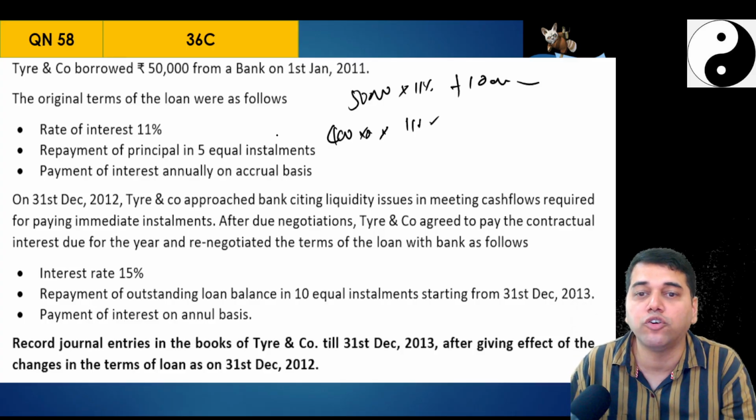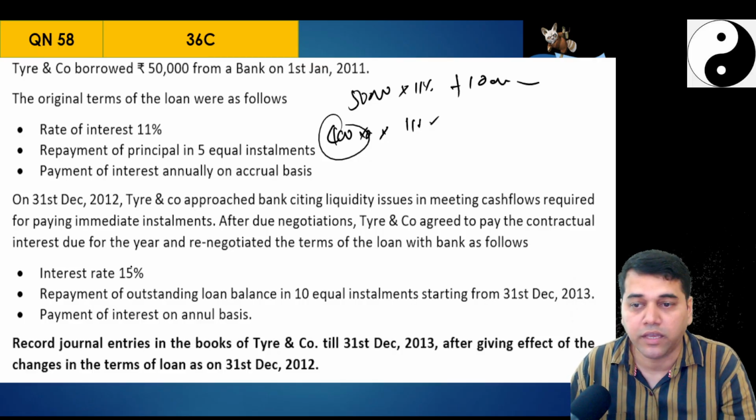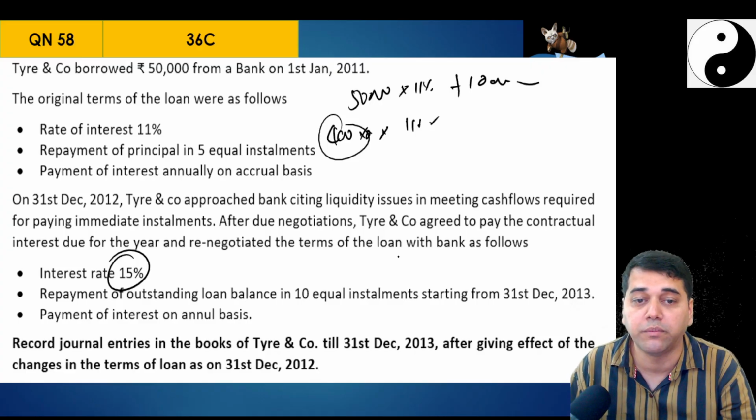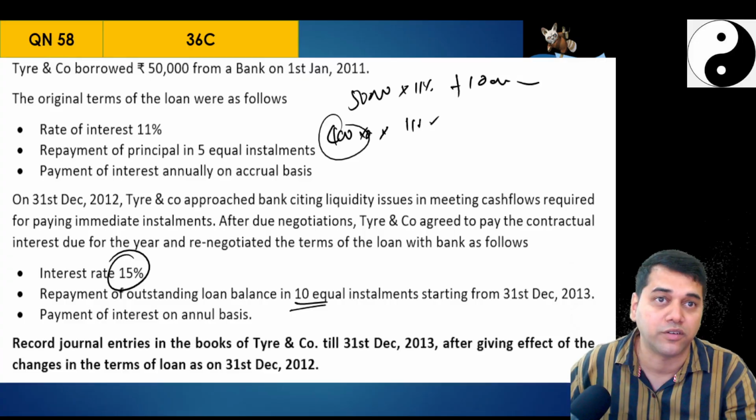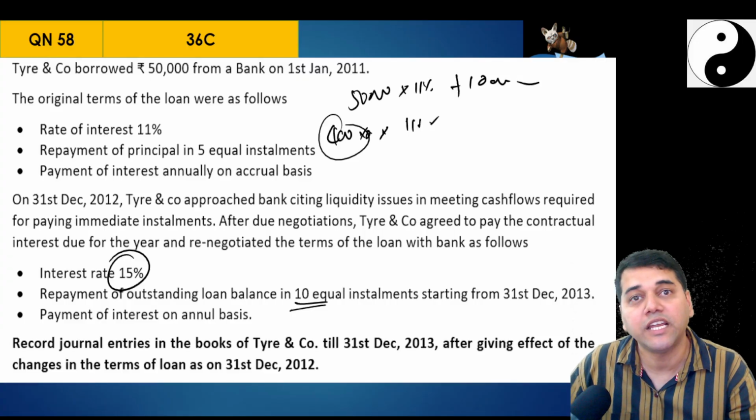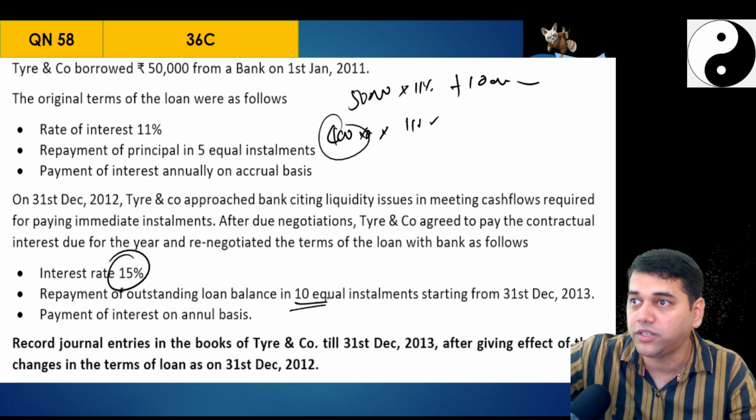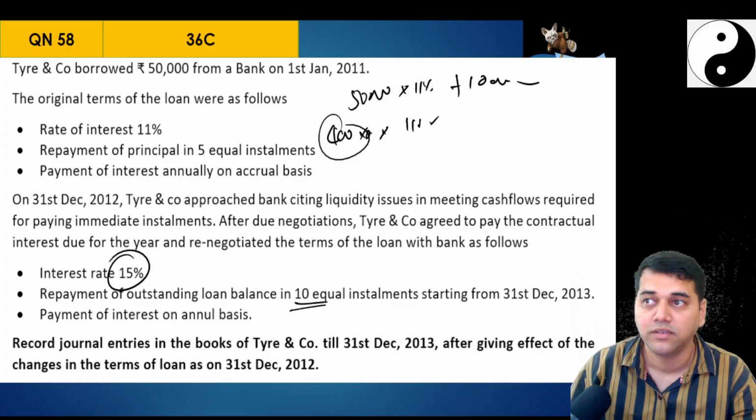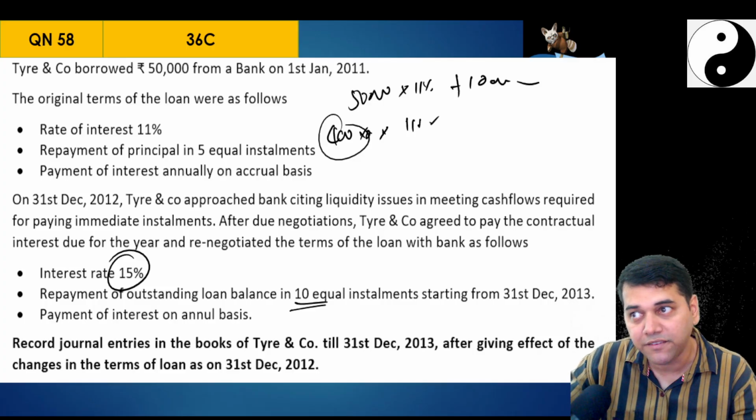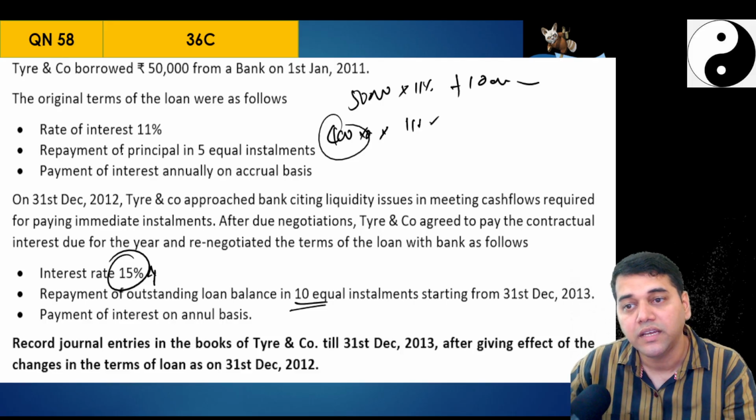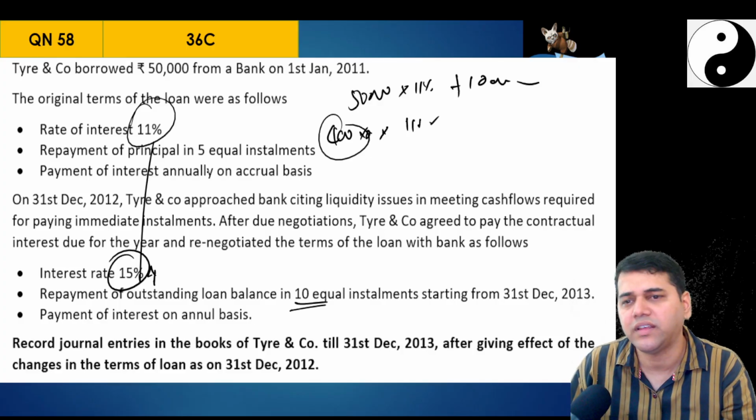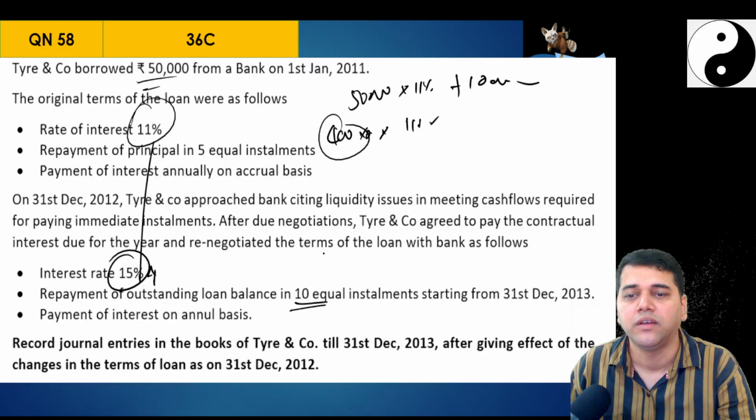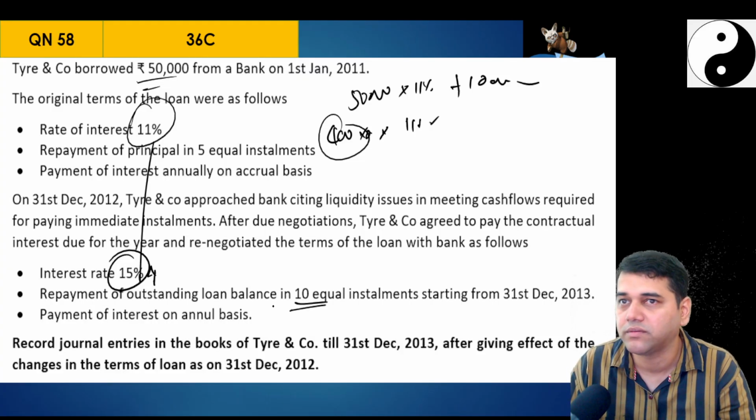Then I applied for renegotiation of this 40,000. Then the bank said, okay, I will give you, but you have to pay me 15% interest, with repayment of the outstanding balance in 10 installments. You pay me 4,000 going forward in 10 equal installments. That means what I was supposed to pay in the next 4 years is going to get extended to the next 10 years. Because of the lower principal EMI, they increased my interest rate from 11 to 15. Payment of interest should be on an annual basis, and repayment of the principal in equal installments.